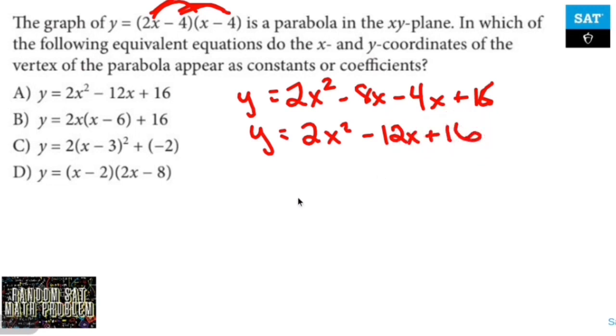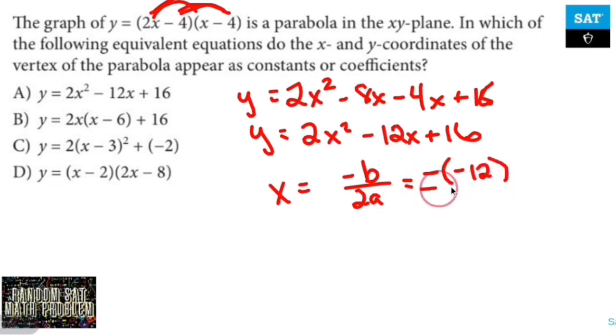Now, the way you find a vertex is you take x equals negative b over 2a. b is always the coefficient attached to my x value. So negative negative 12 over 2a, which is 2 times 2, because a represents the leading term in a quadratic. Negative negative 12 is positive 12. 2 times 2 is 4. 12 over 4 is 3. The x value is 3.